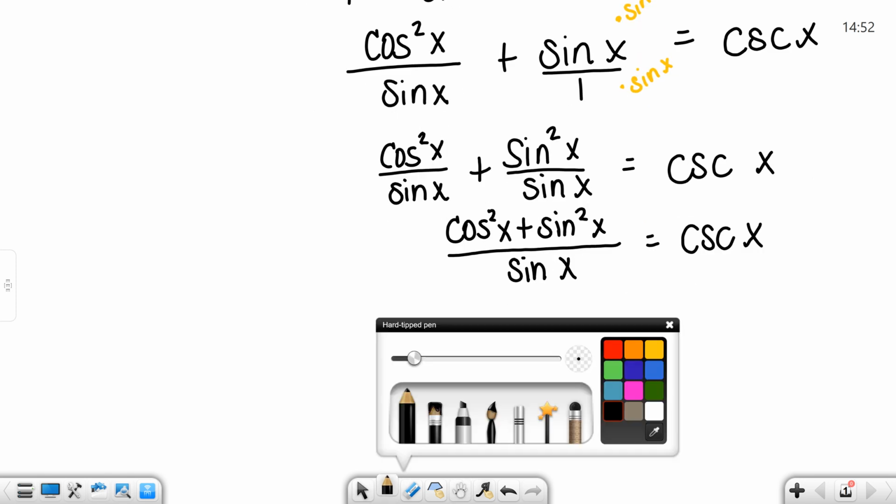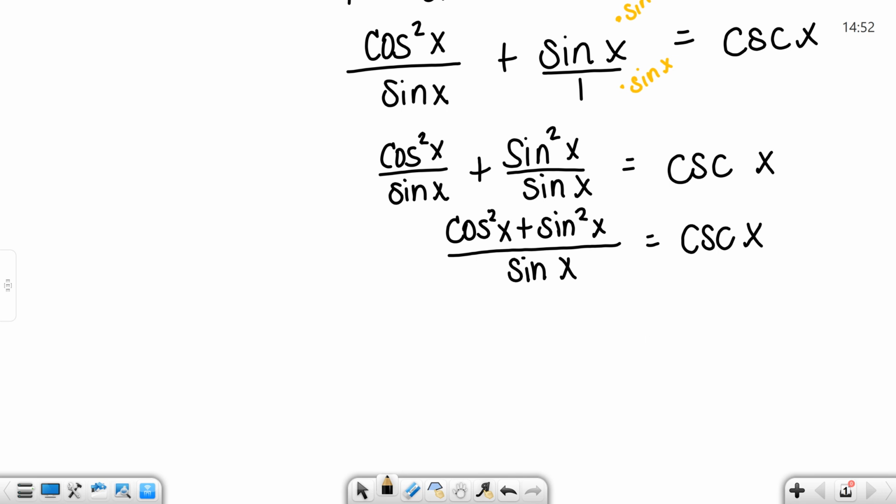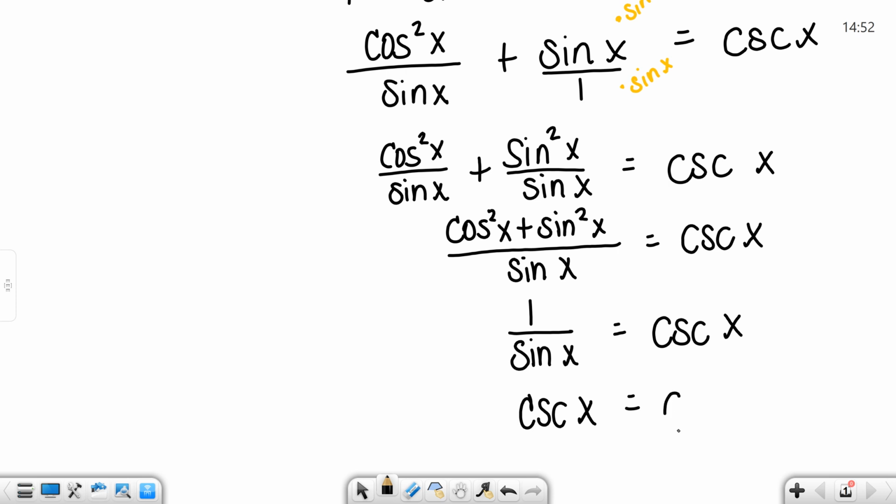Now I'm going to need my Pythagorean identities. Cosine squared plus sine squared is 1. Then my reciprocal identities: I know that 1 over the cosine is the cosecant. So notice that I simplified all the way down to where the left side equaled the right side. Don't stop a step early.